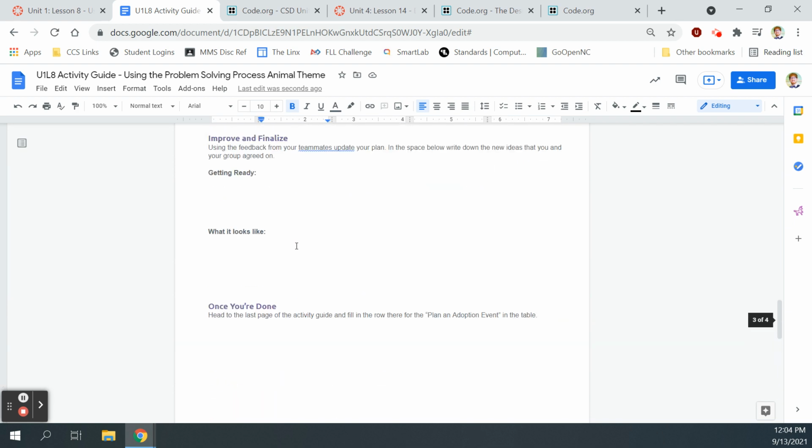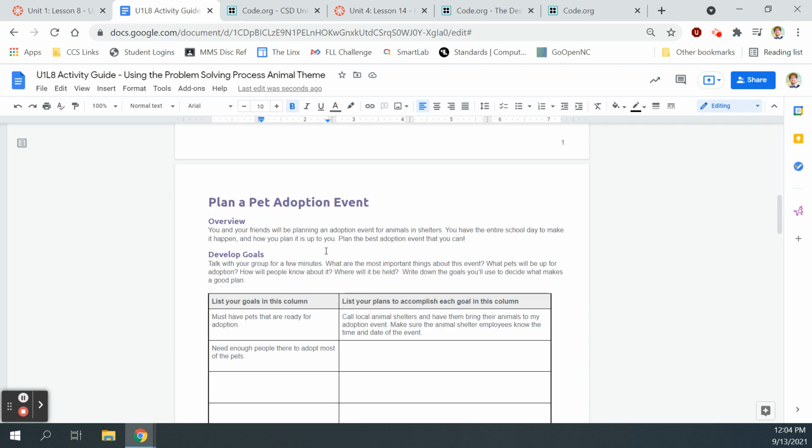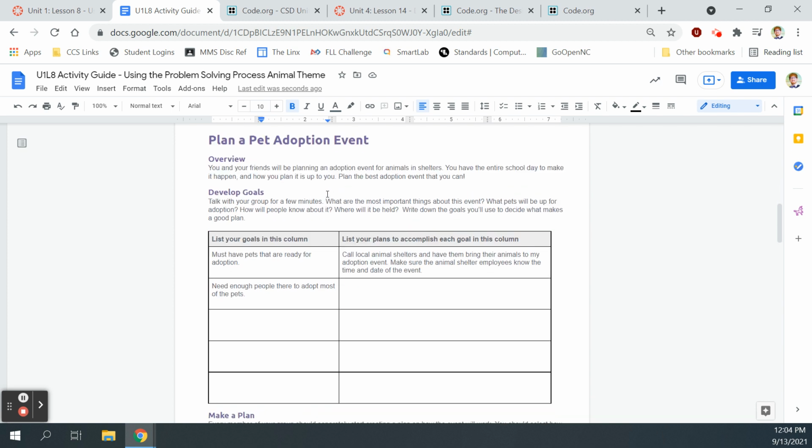And then for the second part, plan a pet adoption event. Let's read through what it says. You and your friends will be planning an adoption event for animals in shelters. You have the entire school day to make it happen, and how you plan it is up to you. Plan the best adoption event that you can.